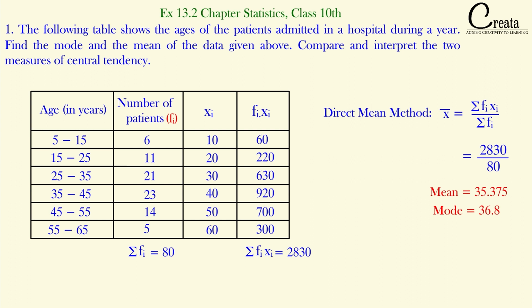What does it mean? What does it symbolize? Mean is average. We can say the average age of a patient admitted to the hospital is 35.37 years. That is around 35 years. While what is mode? Mode is the number which is repeating the maximum time. So here mode is 36.8, which means the maximum number of patients admitted in a hospital are of the age 36.8 years. That is the age, the maximum number of patients with this age. Okay, this is the interpretation of mode and mean.